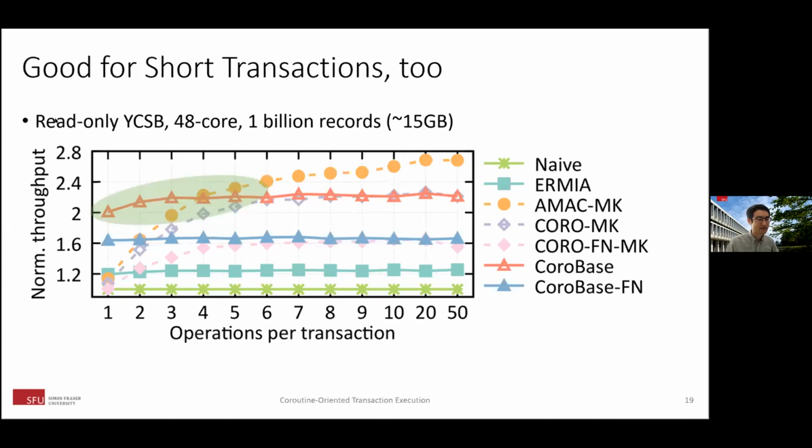So this is normalized throughput, and naive is over here. This means we turn off the software prefetching instructions, even that's for sequential code. You can see here, we're getting close to like 3 times improvement-ish, right? But when we have fewer operations per transaction, we won't really have much room to overlap the computation and data fetching. But at the same time, CoroBase is actually able to do that.